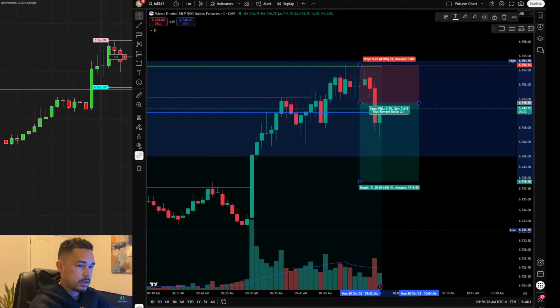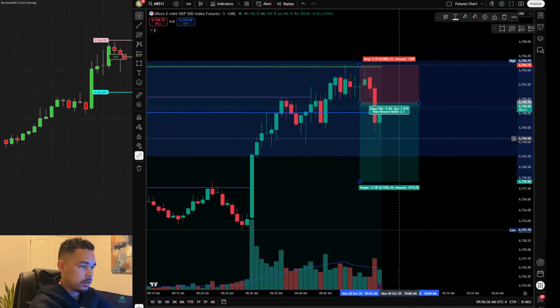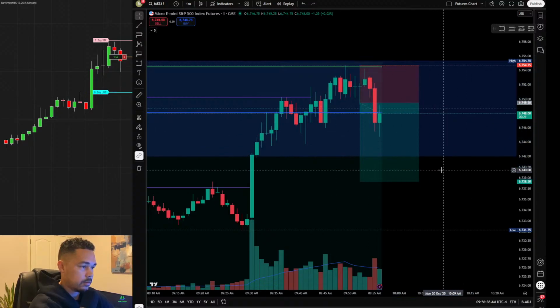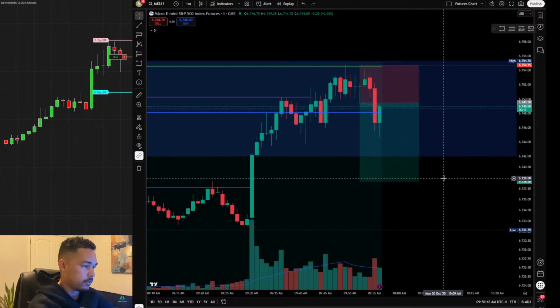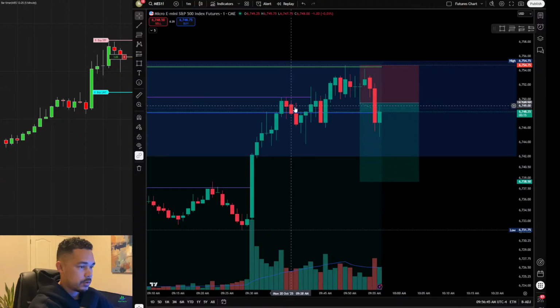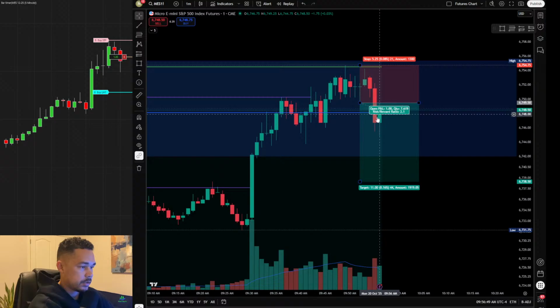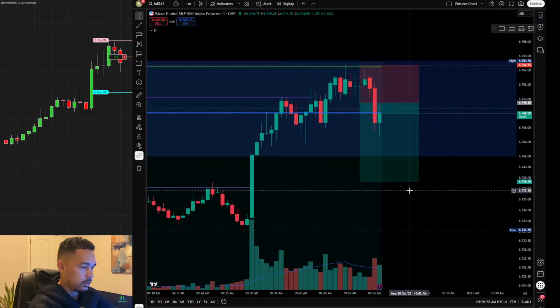So I'm going to slightly push it down to 6738.50, just so we can get the 1 to 2.1 risk to reward. So point of control did shift back up. So now I want to see price just reject from this area at 6748. I want to see price reject and continue bearish.